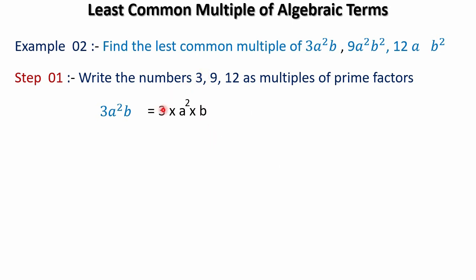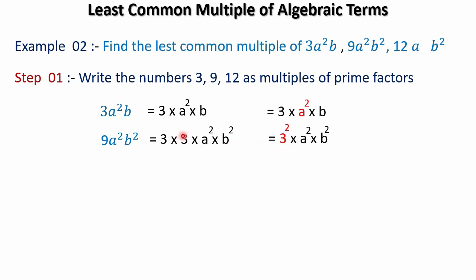So this number 3 here, the only factor is 3. And a square into b, we don't have to rewrite again. Similarly, 9a square b square, we can write 3 into 3. 9 means 3 into 3. a square b square as it is. So finally, 3 into 3 becomes 3 square. 12a b square, we can write 3 into 4, 2 into 2, not 4, 2 into 2. Therefore, we can rewrite that as 3 into 2 square, and the others a b square.